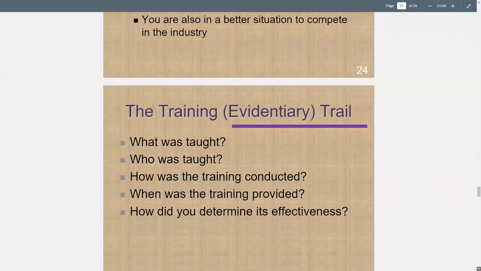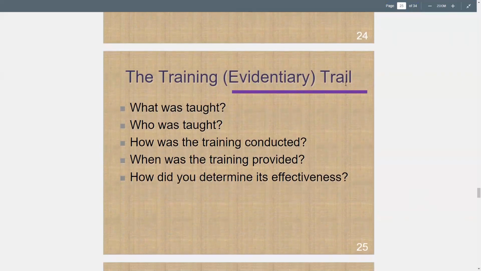I've already touched on the idea of the evidentiary trail. Who taught the course? Who was taught? Who was in attendance? What was taught? What was the agenda for the course? How was the training conducted? If it was a videotape, keep the videotape. If it was a lecture via PowerPoint, keep the PowerPoint. If there was some handout that students who attended the course received, keep that handout.